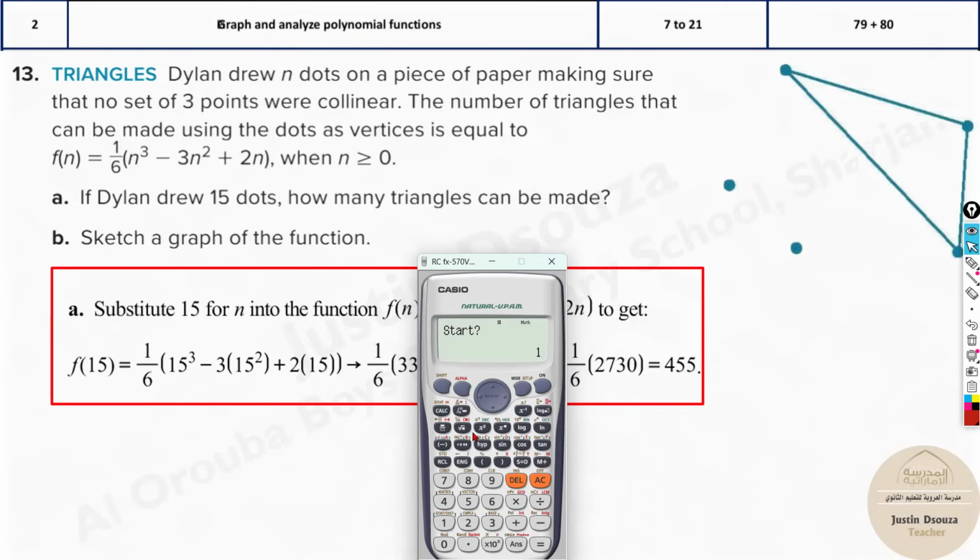Now we will start at say 0 because they have told it's greater than or equal to 0. And let's say, I think 5 or 7 is enough to plot. And step, let's give 1. And you can see these are the values.